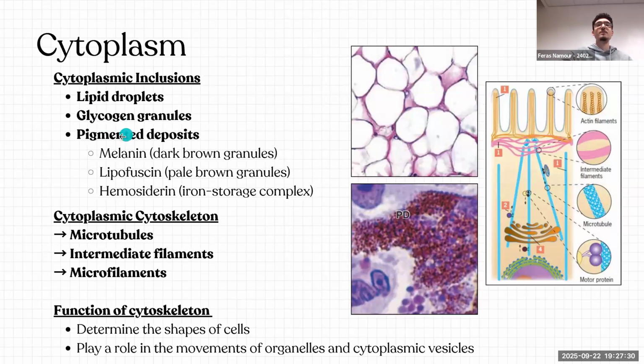And again, lipid, glycogen, pigmented deposits, all of these are found in different kinds of cells. If we're talking about a fat cell, we're going to have lipid. If we're talking about a muscle cell, I'm going to have glycogen granules. If we're talking about my skin cells, I'm going to have melanin and so on. Okay, you get the idea.